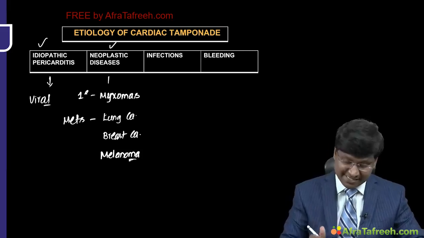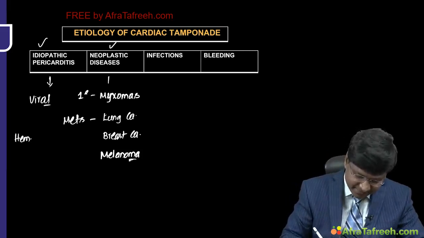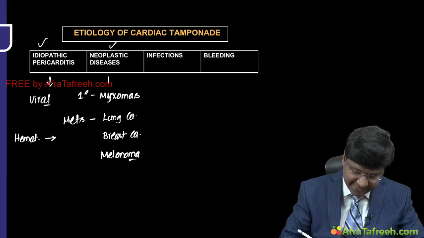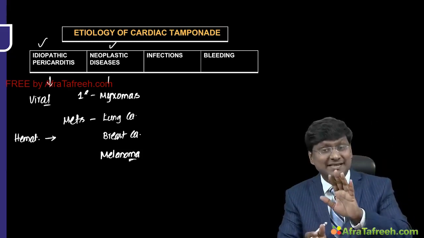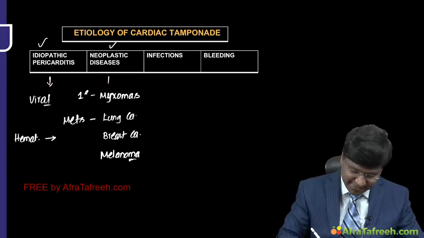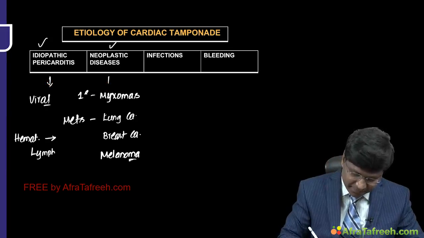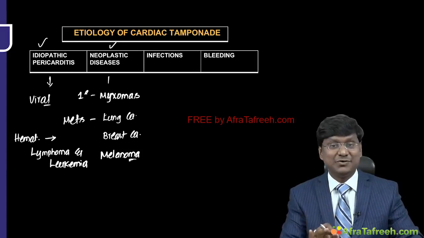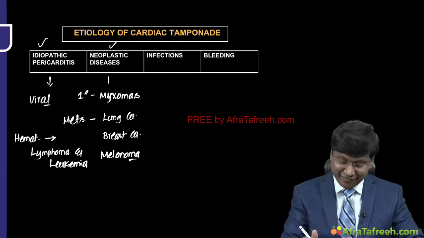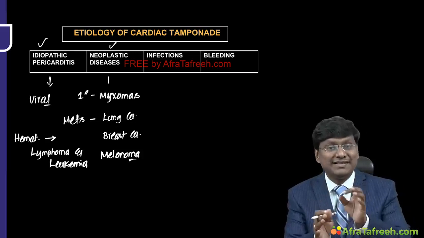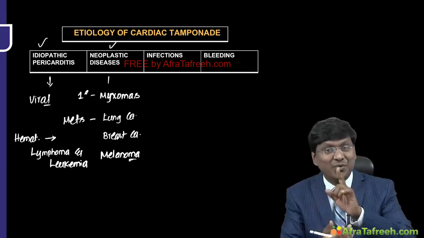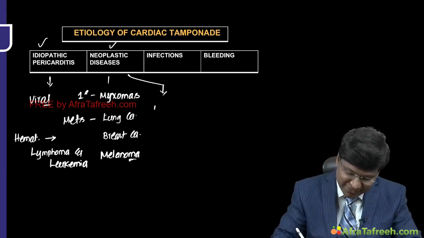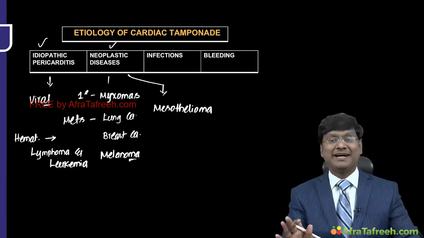Then the other malignancies are the hematological malignancies, right? If you take these hematological malignancies, the blood cancers that can cause cardiac tamponade include lymphoma, right, and leukemia, right? Lymphoma as well as leukemia can also cause cardiac tamponade. Followed by that, the tumor of the serous cells or the serous cavities, right? What is that tumor? That is nothing but mesothelioma. Okay, so mesothelioma is a tumor originating from the pleura or from the pericardium itself.